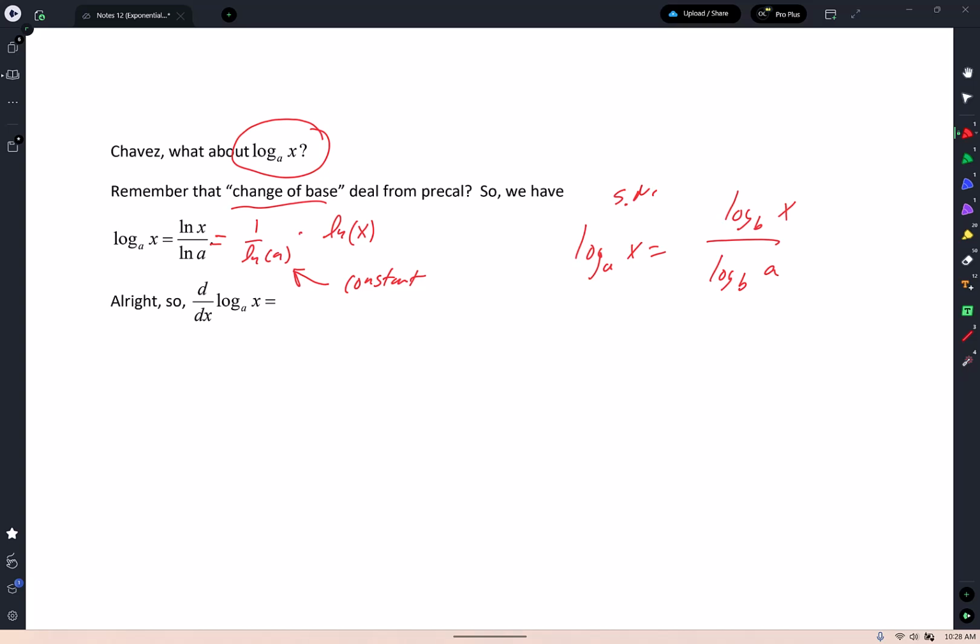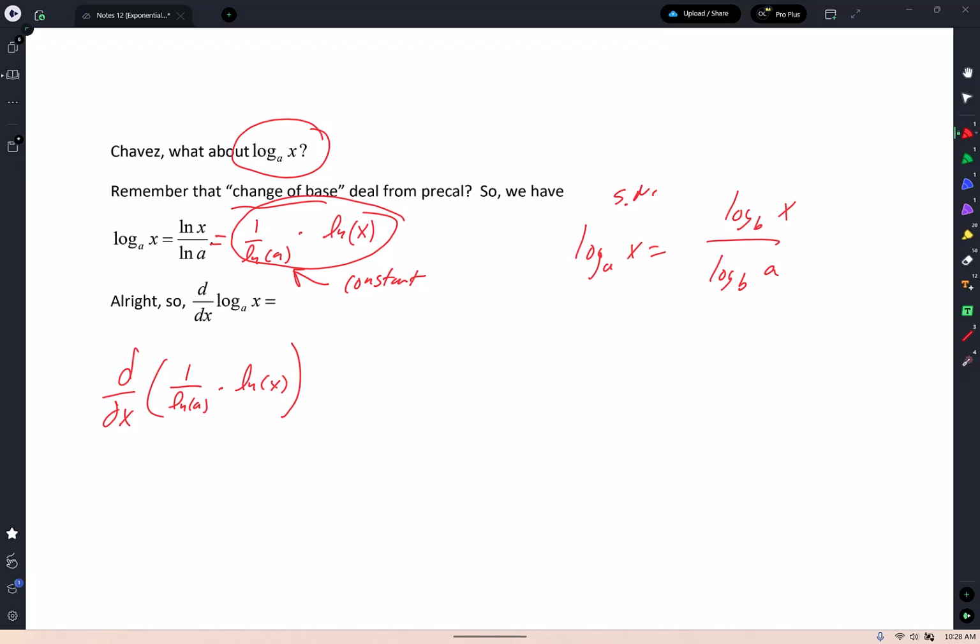Remember that logs and exponentials are inverses of each other. Okay. Are we still okay? All right, here we go. So I want the derivative of log base a of x. I'm going to rewrite it as d/dx of 1 over ln of a times ln of x.